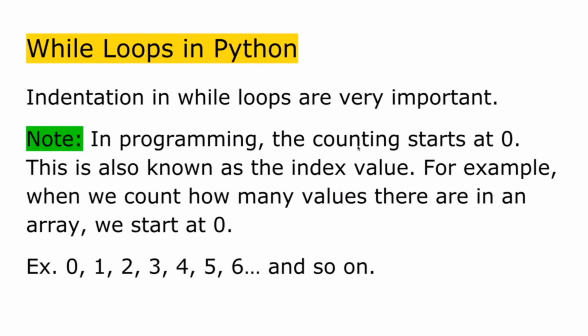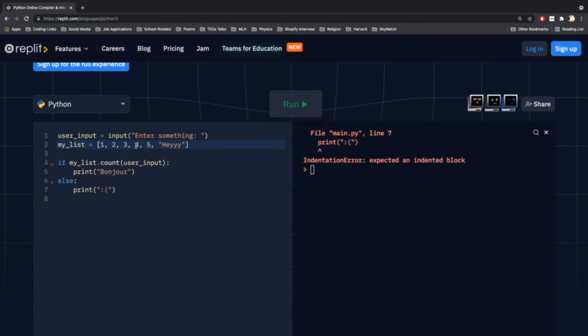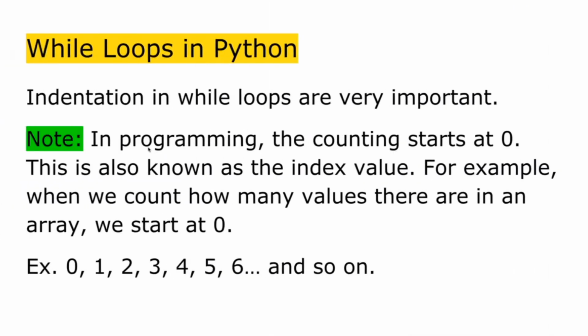Note, in programming, the counting starts at 0, like we learned. 0, 1, 2, 3, 4. This is also known as the index value. For example, when we count how many values there are in an array, we start at 0. 0, 1, 2, 3, 4, 5, 6, and so on.